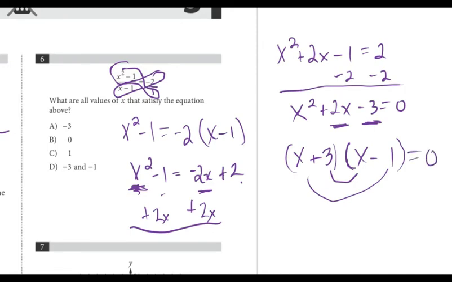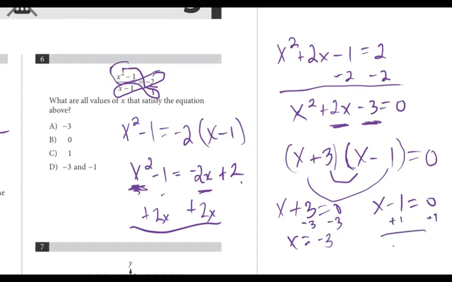Now we're going to get a solution for each side here. x plus 3 equals 0, and x minus 1 equals 0. x equals negative 3, we would subtract 3 from each side here, and add 1 to each side of this equation. We get x equals 1. But anytime you do this, you want to check for what are called extraneous solutions. Those are solutions that don't quite work.